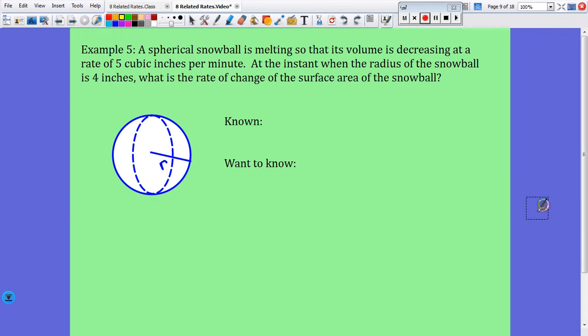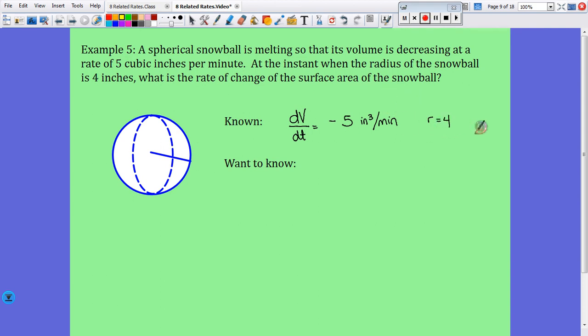For our third example, it's very similar to the snowball problem we've been working on for months, but it's asking a little bit of a different question. We've got a spherical snowball that is melting so that its volume is decreasing at a rate of 5 cubic inches per minute. So we know that dV/dt equals negative 5 inches cubed per minute, and we know it's negative because the volume is decreasing. And then we continue. At the instant when the radius of the snowball is 4 inches, what is the rate of change of the surface area of the snowball?